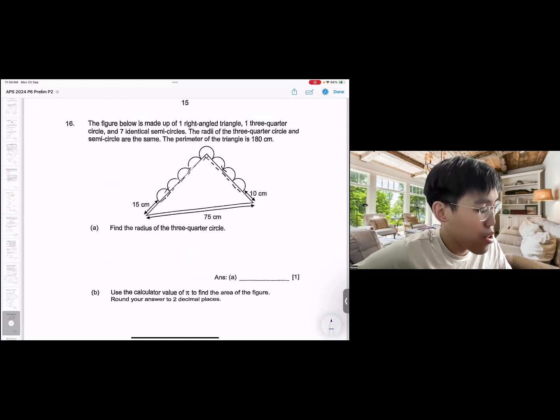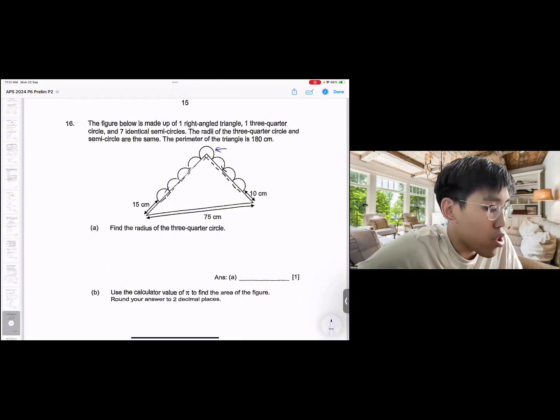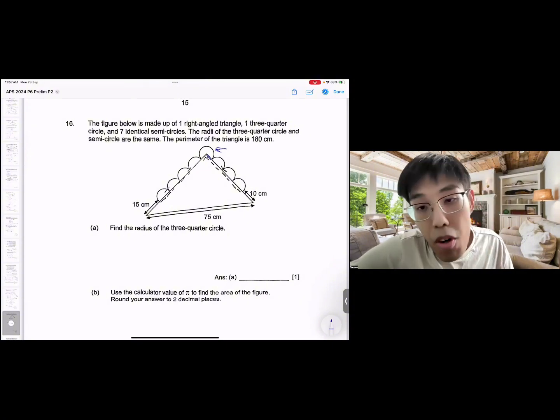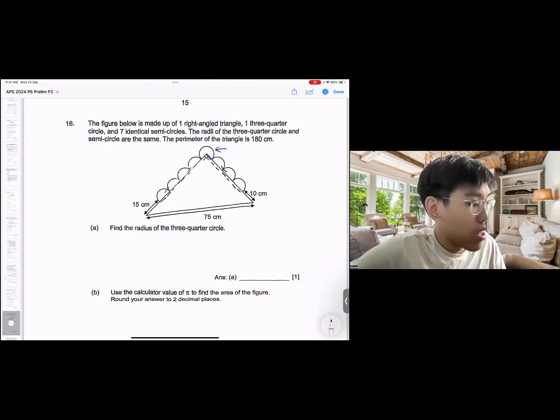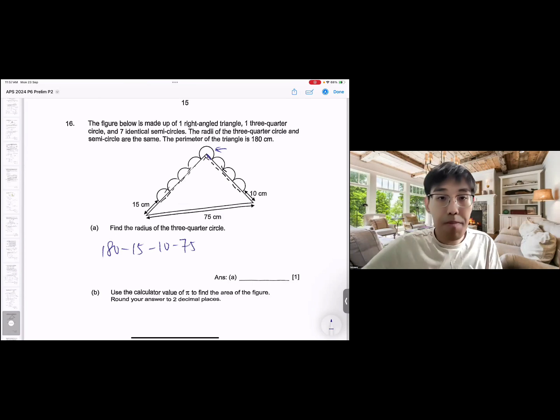One right angle triangle, a 3/4 circle, and 7 identical semicircles. So this is the 3/4. The perimeter of the triangle is 180 cm. Find the radius of the 3/4 circle, which is here, but I believe it's the same for everything else. It's the radius of everything. Okay, so 180 minus 10 minus 15 minus 75. You should get 80.